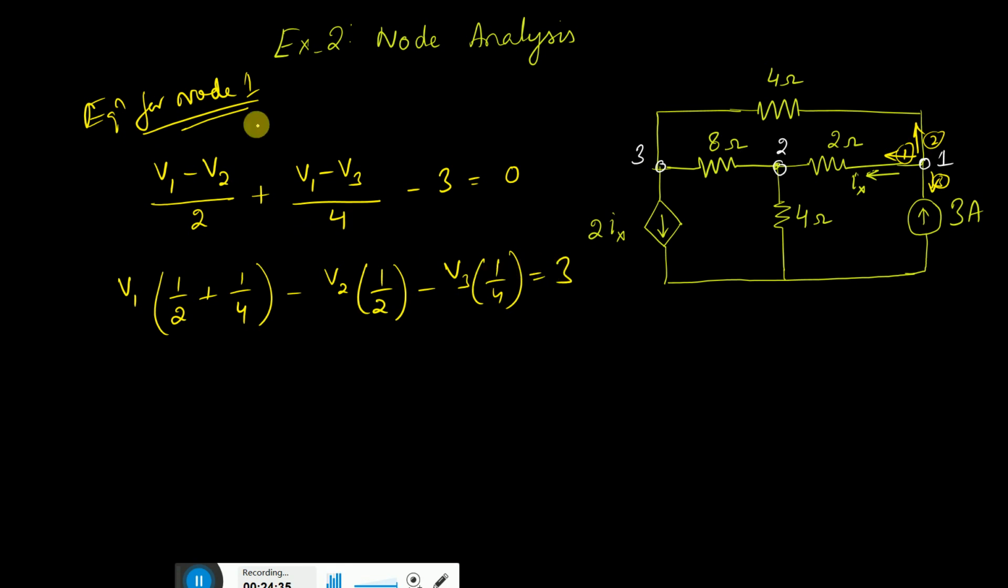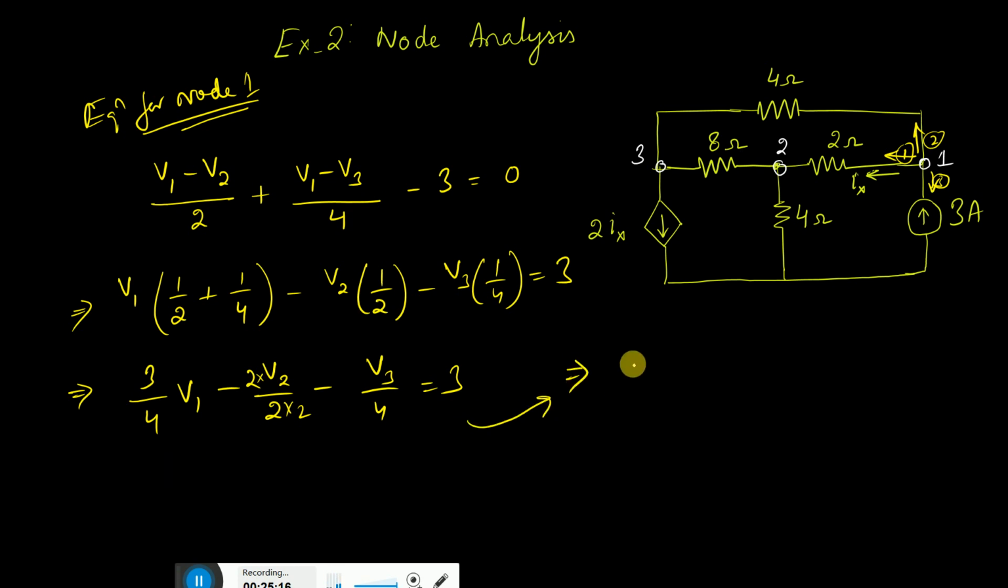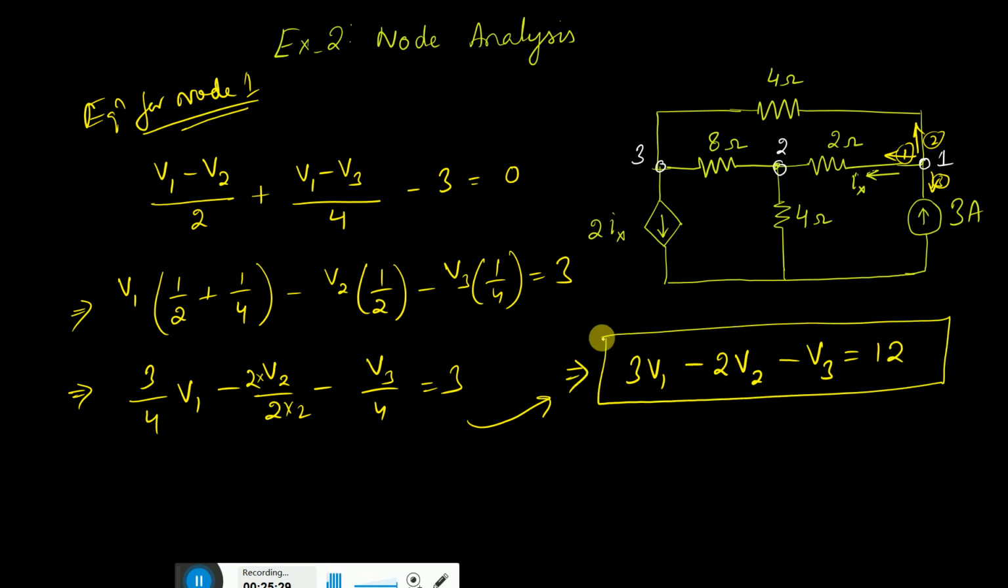One thing you can observe is that when I am writing the equation for node 1, only the V1 term is positive and the V2 and V3 terms are negative. You can see the difference that we find here, and now we can solve this. This is 3 by 4 V1 minus V2 by 2 minus V3 by 4 is equal to 3. Multiply by 2 on the top so that the denominator will be common, and then we can write this as 3V1 minus 2V2 minus V3 is equal to 12. So the first equation, the node equation 1, is done.